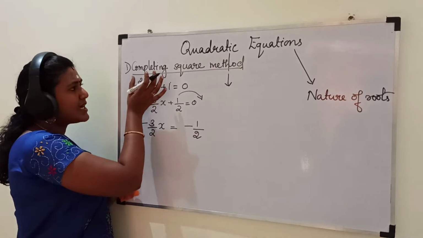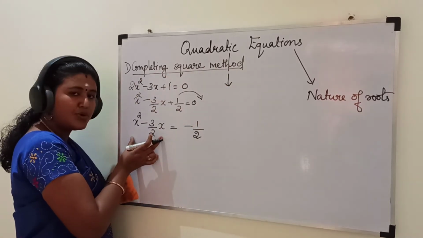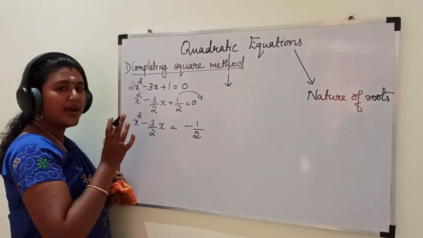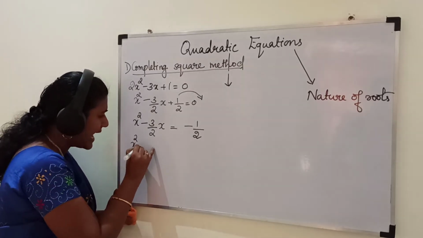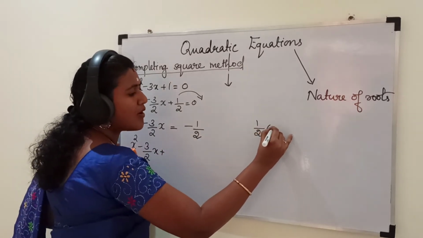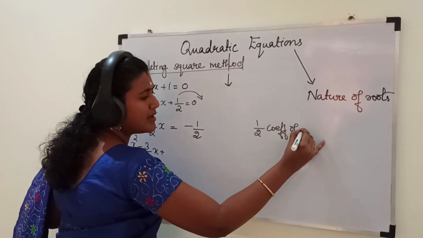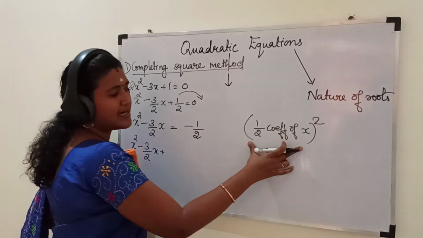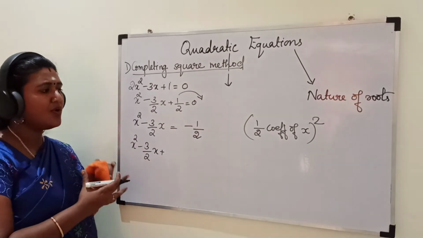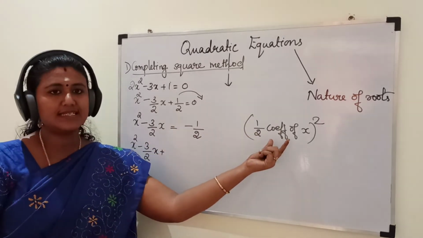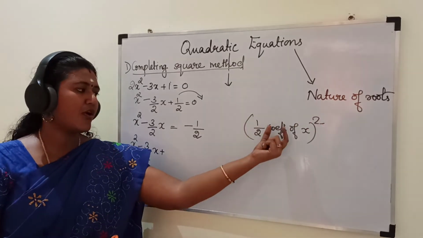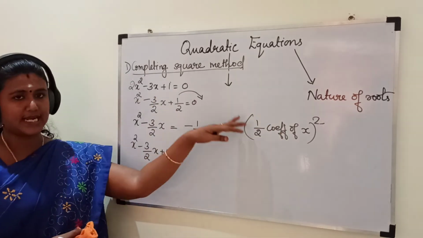Third step, actually completing the square method, we have to make a square on the left side. For that, what do we have to add? We have to add a term that is the square of half of the coefficient of x. So this term you have to add to both LHS and RHS. So we have to add this term. This is the third step. We have to add the square of half of the coefficient of x to both sides of the equation.